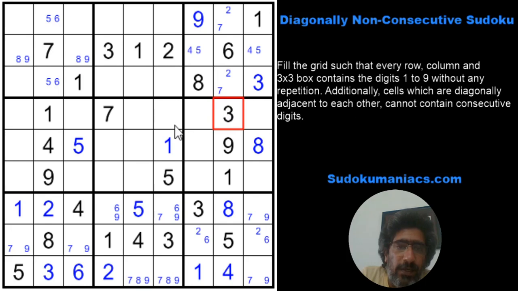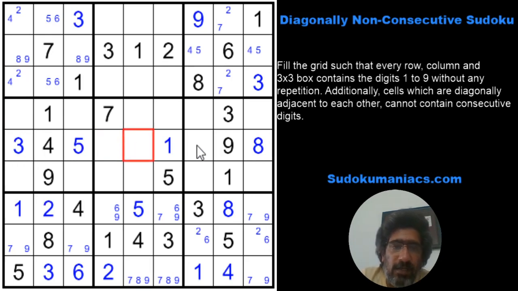Now this 3 is not here. It cannot be in these two because both these cells are diagonally adjacent to the 2. So I get a 3 here, which places my 3 here by classic rules, and the remaining digits are 2 and 4. Alright, what next? What are the missing numbers for this row?